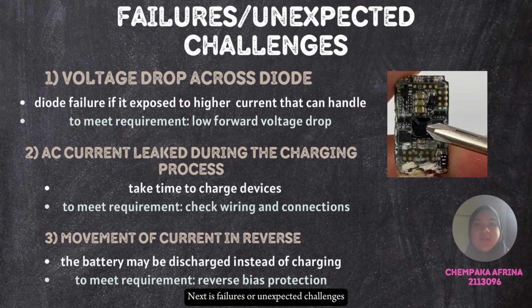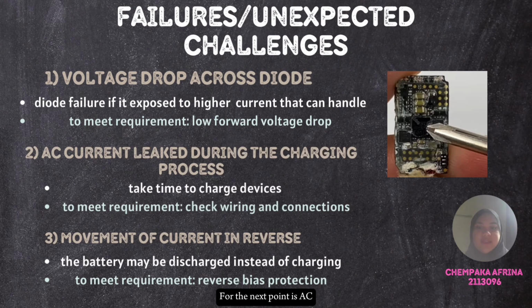Next are failures or unexpected challenges of diodes in a charger. The first point is voltage drop across the diode. A diode fails if it is exposed to higher current than it can handle. So the requirement to meet is a low forward voltage drop.